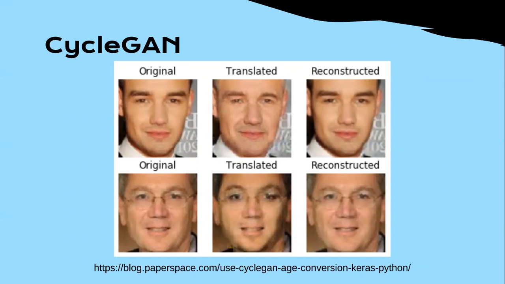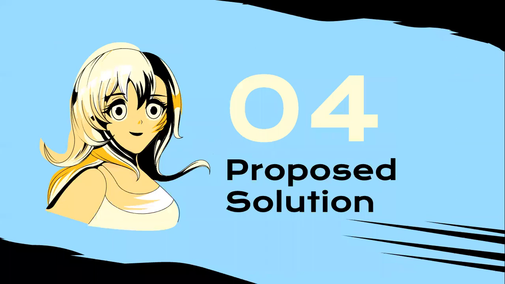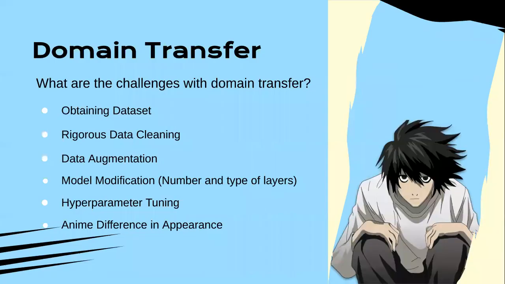So this can be mapped back to our domain problem, which is human aging and de-aging. As you can see here, the original image of a young man can be aged and then translated and then reconstructed back to its original form, and the same vice versa, where it can go back to a younger version and then be reconstructed back to the more aged version. So our proposed solution to our problem is a similar approach. However, we would face a lot of challenges that we need to tackle in order to translate it to anime characters. First of all is obtaining a labeled data set using a lot of scraping techniques.